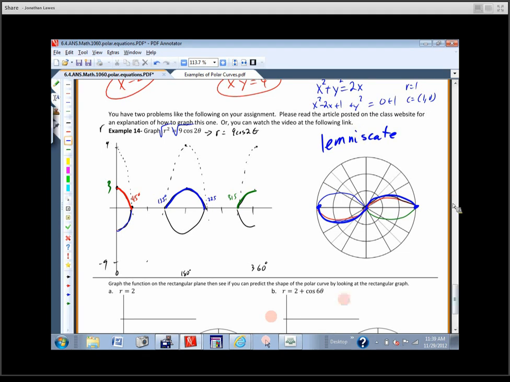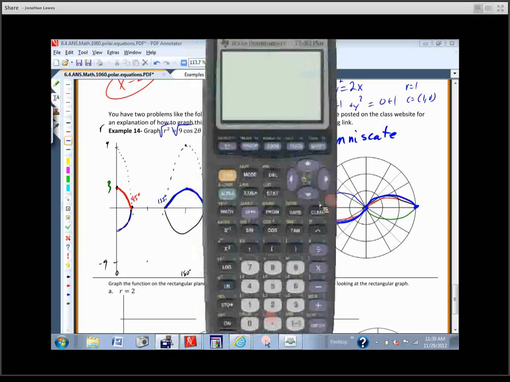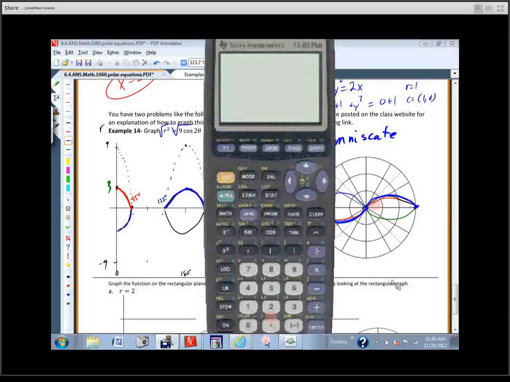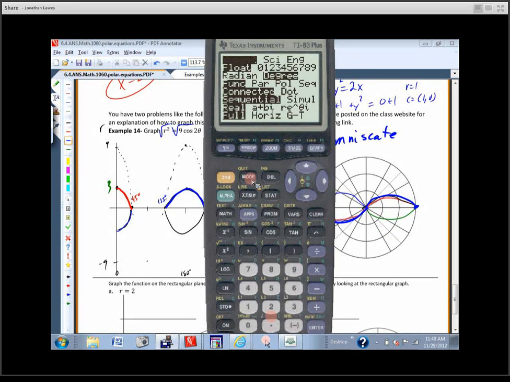So let's have the calculator do this. So grab your calculator real quick. We're going to have it produce this graph right here. So here's what I want you to do. Go ahead and turn it on and hit the mode button. And we need to change a couple things. We're going to try and keep this as easy as we can. We're going to do this in degree mode, so make sure it's in degrees.